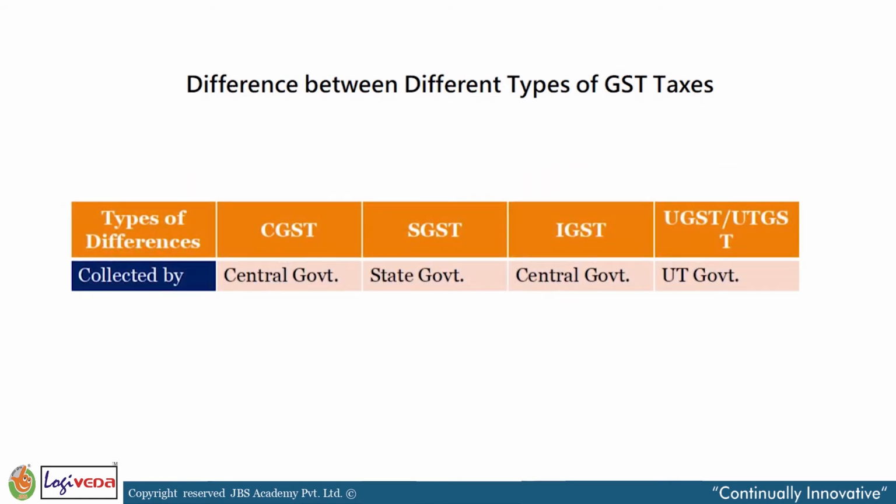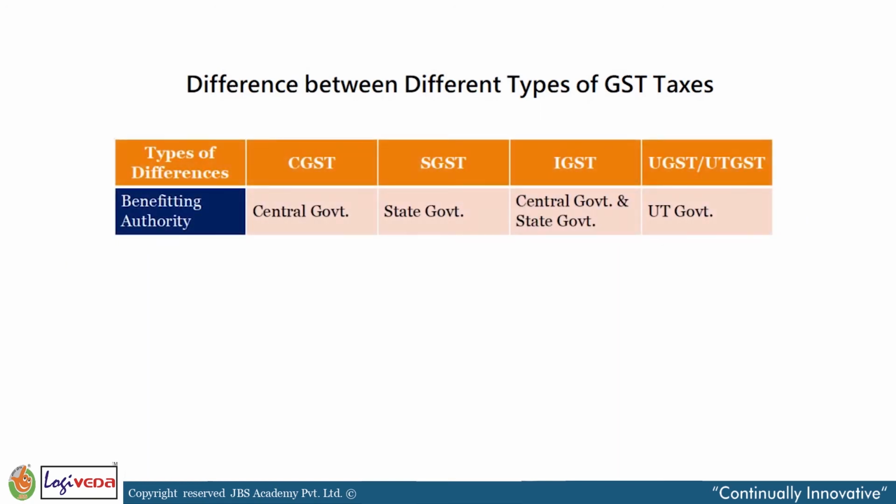Who is the charging authority? For the IGST, the charging authority is the central government. For the CGST, again it is the central government. For the SGST, it is the state government. And for the UTGST, it is the union territory.